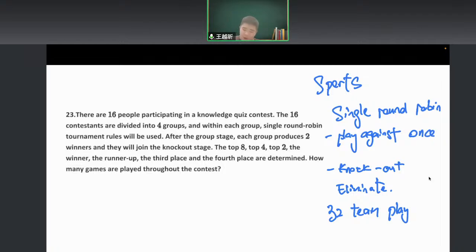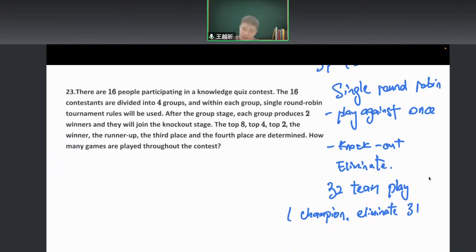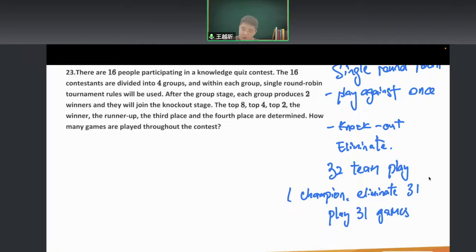Because there's only one champion, that means we want to eliminate another 31 teams. So we need to play 31 games. But here you need to be very careful. Sometimes the question says the third place and the fourth place will be determined. So that means you need to play an extra game between the third and the fourth.